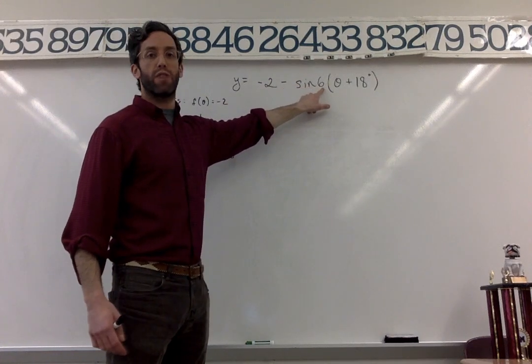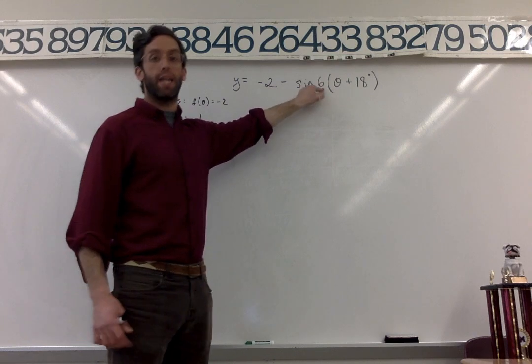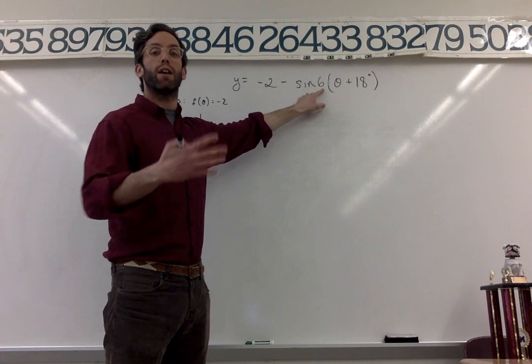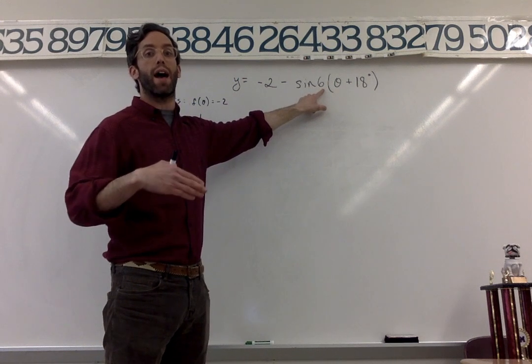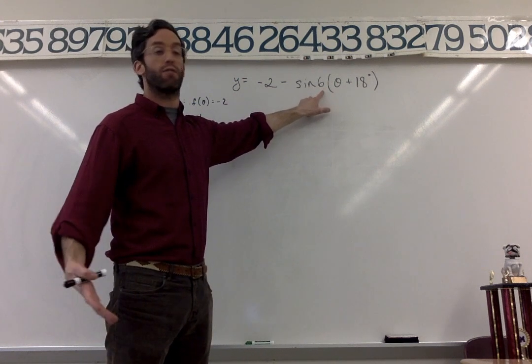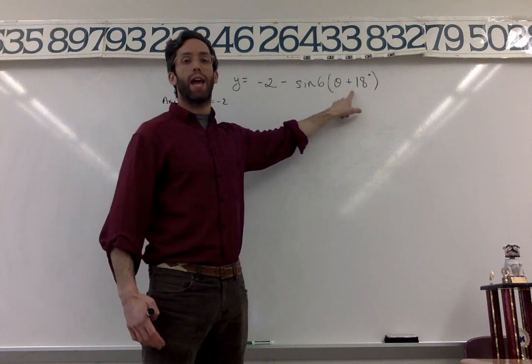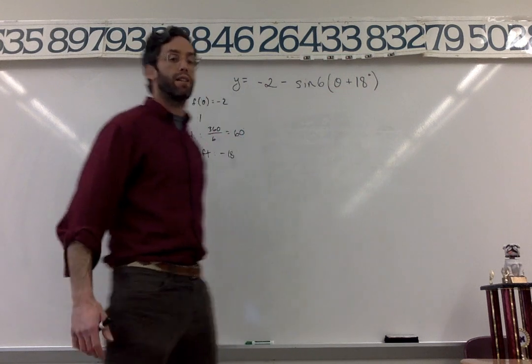The b value here, the number of cycles the graph makes in 360, is 6, which means the period, the length of one cycle, would be 60 degrees. Right? The period is 360 divided by this number. So the period is 60 degrees. And the phase shift is 18 degrees to the left, so -18 degrees.